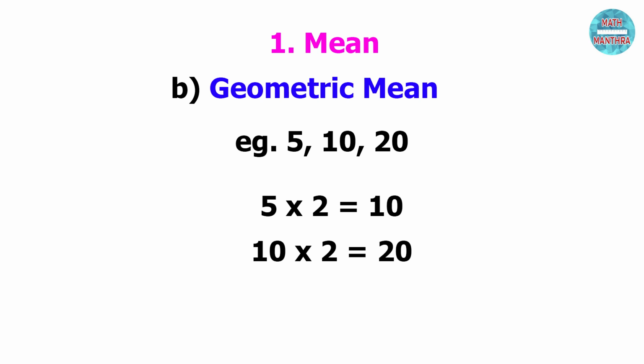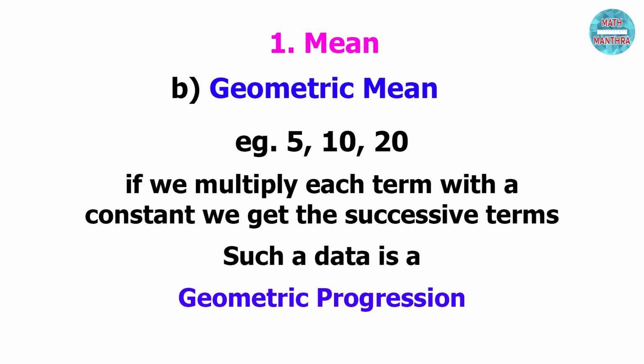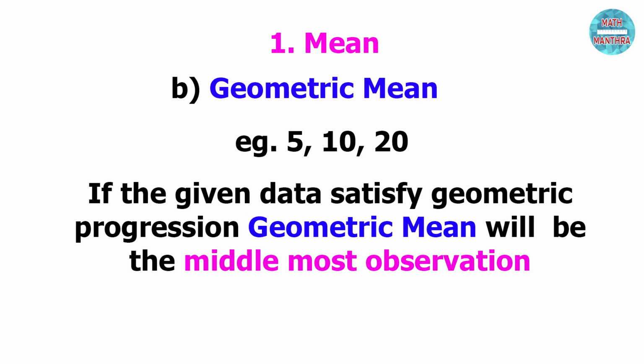So, if all the terms we are getting by multiplying the same constant throughout, then such data is said to be in, again, progression. This is called geometric progression. So, if the given data satisfies geometric progression, then the geometric mean will be the middlemost observation. So, we need not simplify using the formula to get the answer. We can directly go with the middlemost observation.